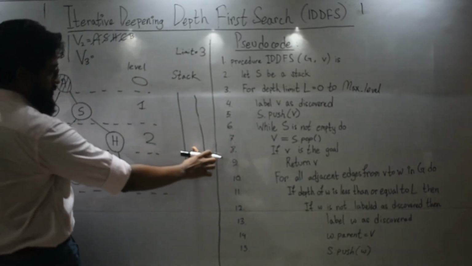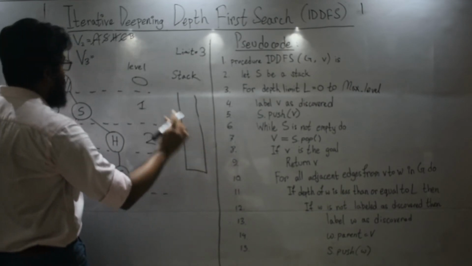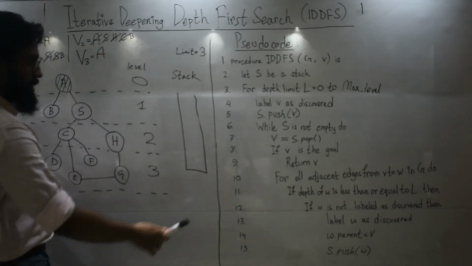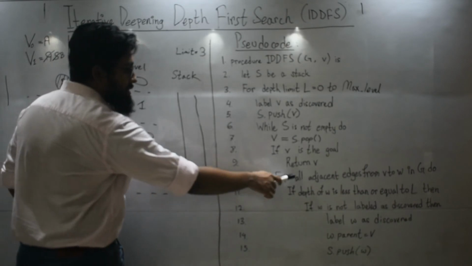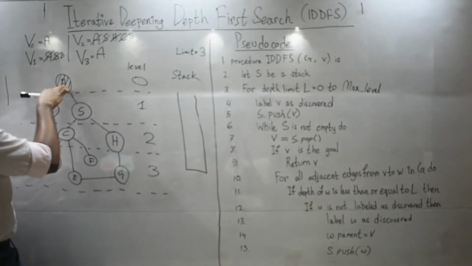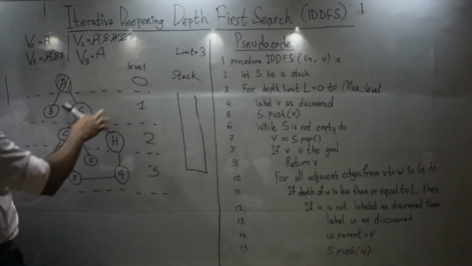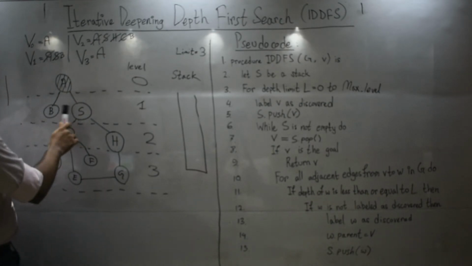Let's pop A and place it over here. Okay, let's skip this. For all edges from V to W in G, so all the neighbors of A. What are the neighbors? B and S. Are they within the limit? Yes. Are they discovered? No.